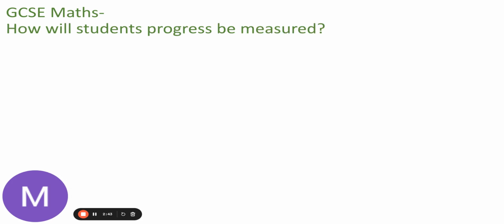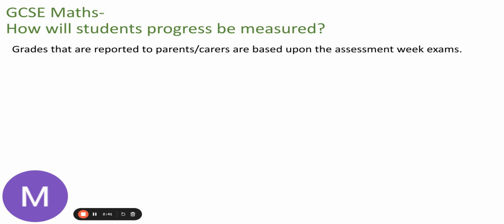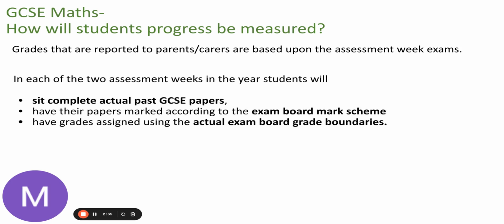How will students' progress be measured? Grades that are reported to parents and carers are based upon their assessment week exams. In each of the 2 assessment weeks that happen in the year, students will sit complete past GCSE papers with absolutely no questions taken out.